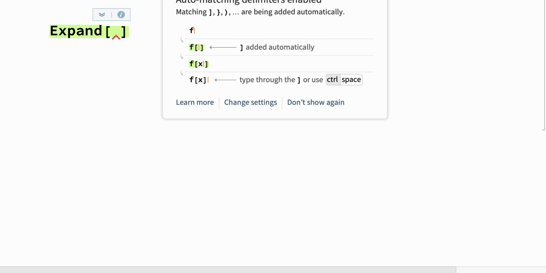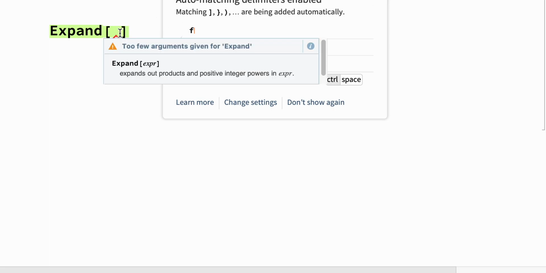How many of you actually know how to use Mathematica? No one? Maybe, I don't know.